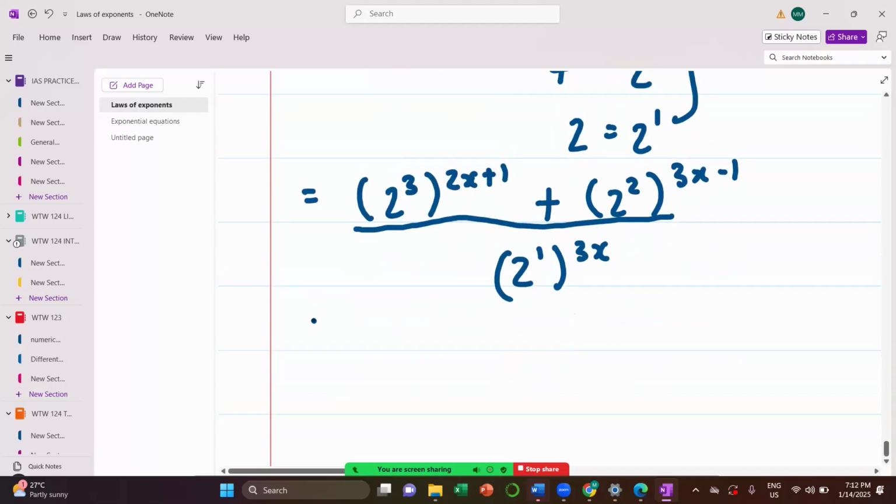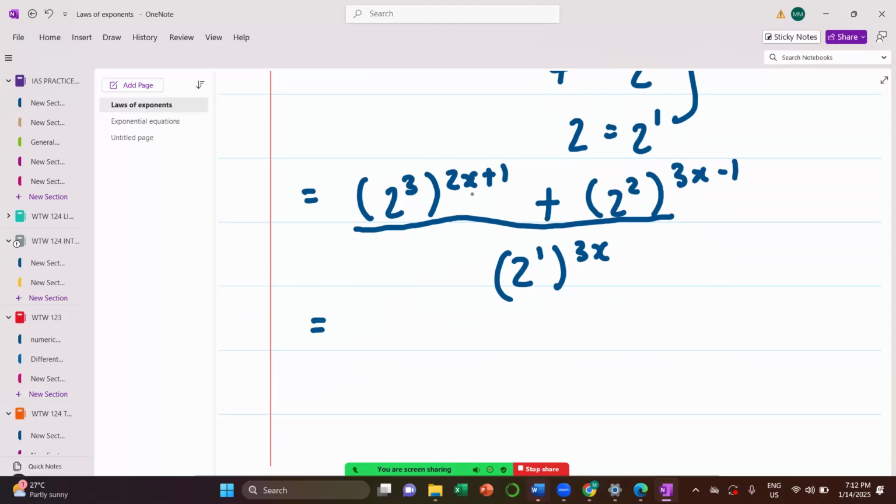Let's continue. So now, you know that whenever I have a number raised to a certain exponent, and then again this number raised to the exponent of 3, it's also raised to the exponent of 2x plus 1. That's where I now multiply the exponents.